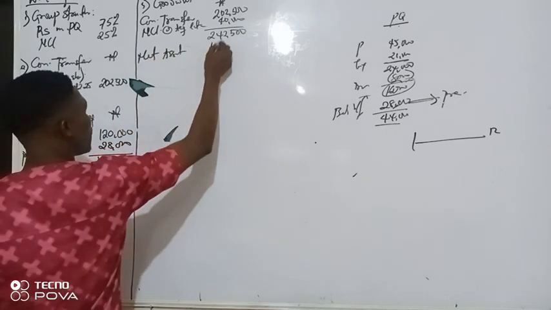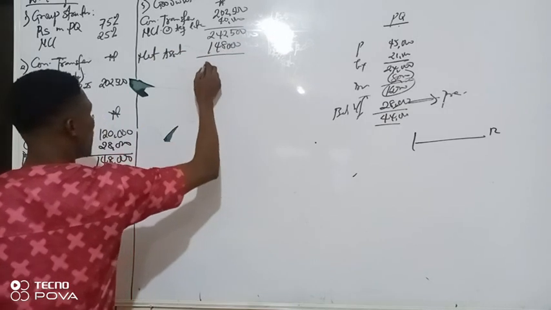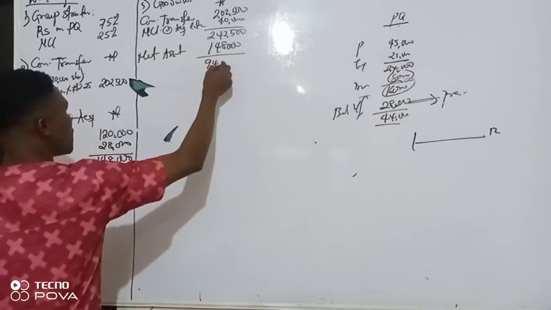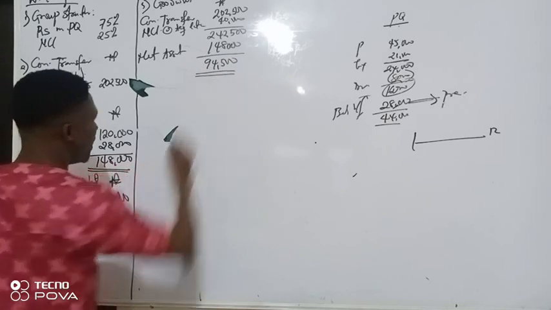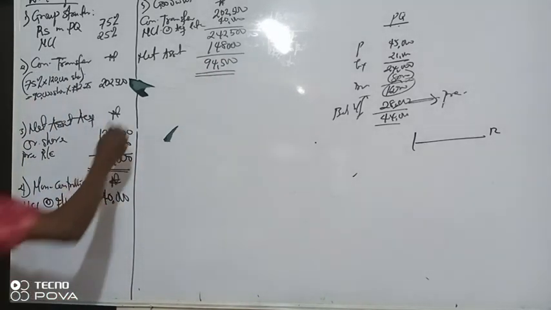We acquired net assets of 148,000. Therefore, 94,000. And I believe there is no impairment in this question. That's our goodwill. So our goodwill is 94,000.